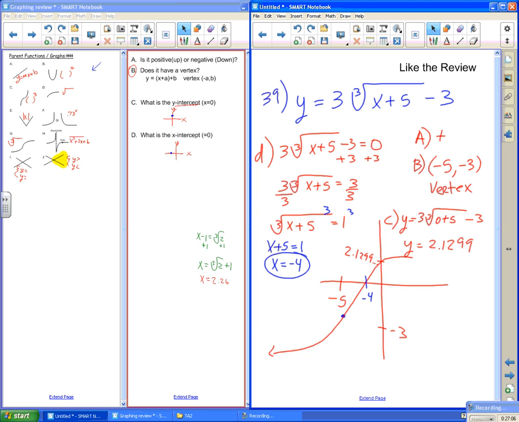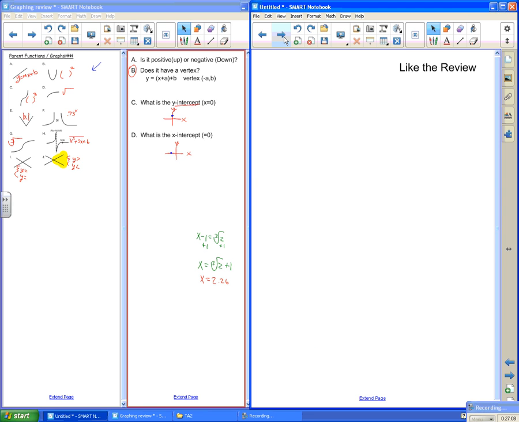Number 40, almost done. So this is going to be the double graph.